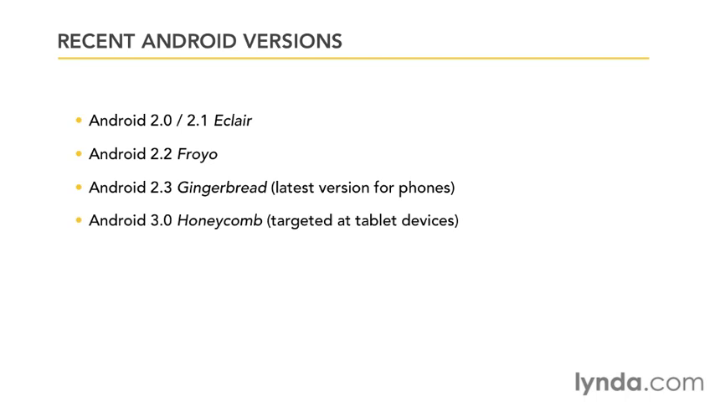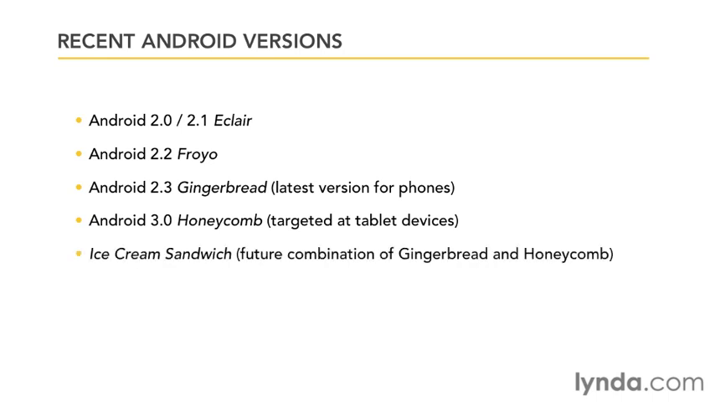Now there is Android 3.0 Honeycomb, but what's unique about this is it's geared only for tablets. Some of the new tablet devices, such as the Motorola Xoom, have this new version of Android targeted at tablets. In the future, and again, this is the latest news that we have, the next version is going to be called Ice Cream Sandwich. This is actually going to be a combination of Gingerbread and Honeycomb, so it's kind of bringing these two versions together, and it will be a unified OS version for tablets and phones. So that's the recent Android versions that are out there today.